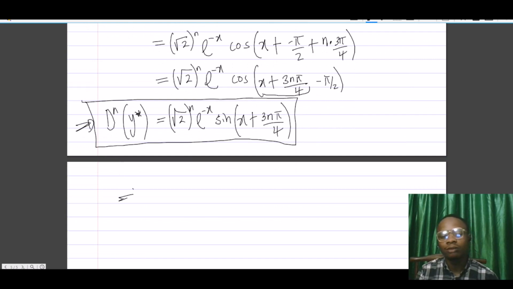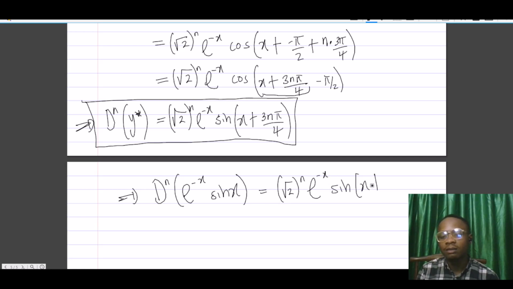So that means now we have been able to establish that indeed the nth derivative of e to the power of minus x multiplying sine x is simply root 2 to the power of n, e to the power of minus x, multiplied by sine of x plus 3n pi all over 4. And that is that about that.